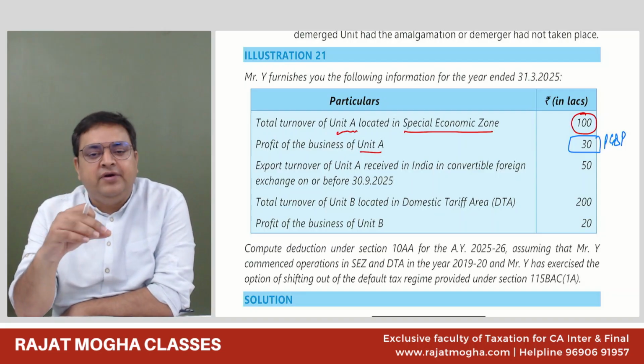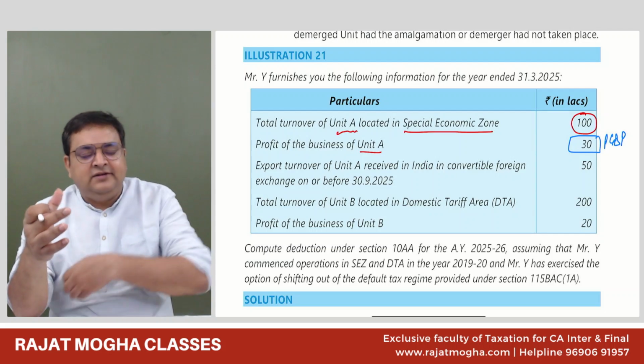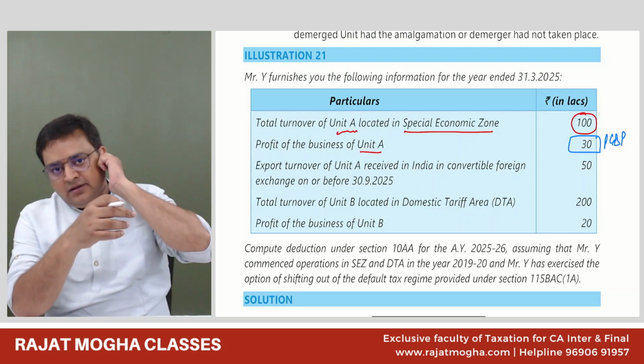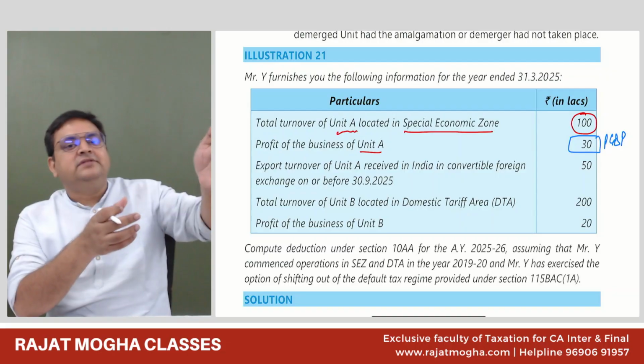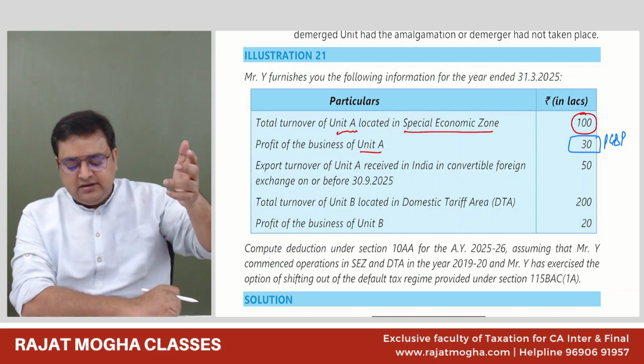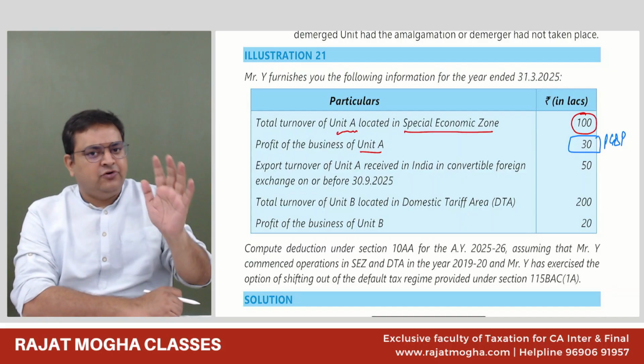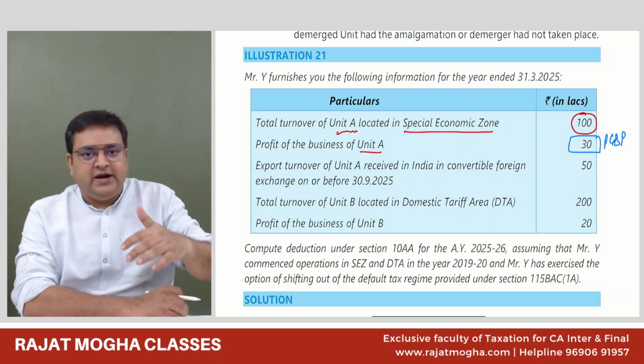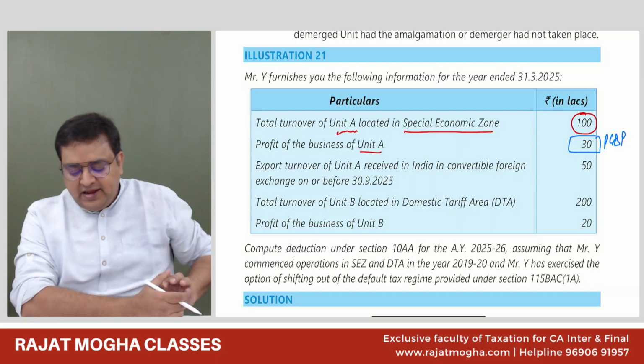This 30 lakh is the profit from that SEZ unit. So let's say in your city there is an SEZ area and you have a unit there in SEZ. The turnover is 100 lakh. 100 lakh is not your income, but the profit from that unit is your income. So that 30 lakh is your PGBP income.